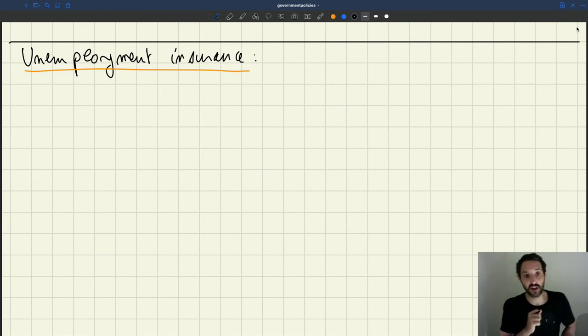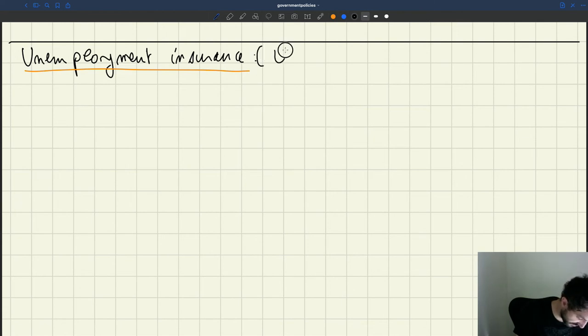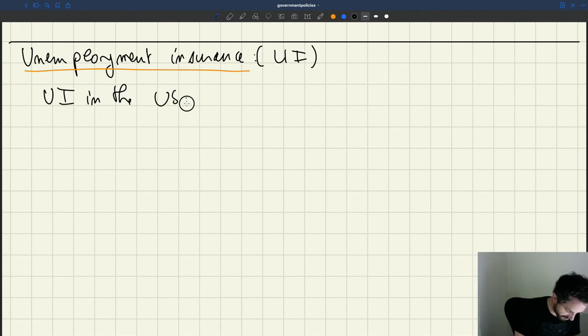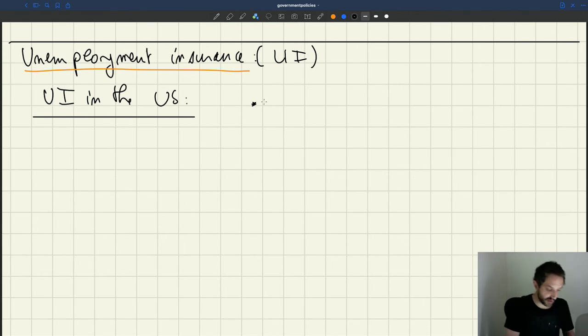So before we start, a couple of words about the unemployment insurance, which I'll often call UI for short. A few words about the UI system in the US, just so that you know how things are organized. There are, I think, three characteristics of the UI system that are interesting.